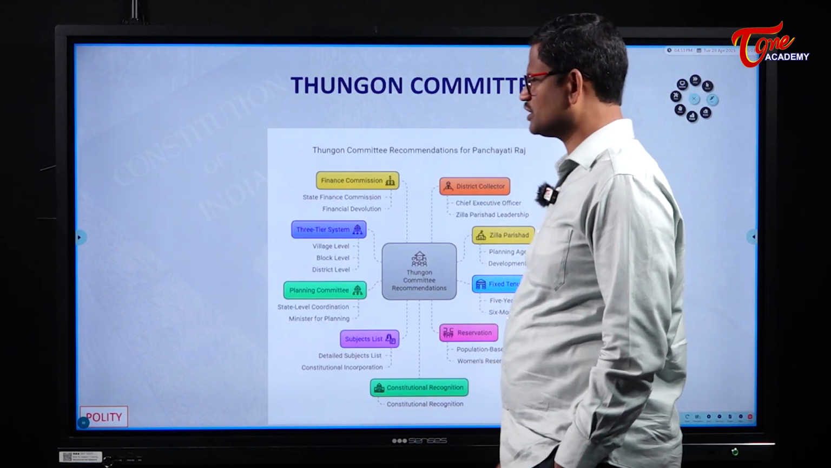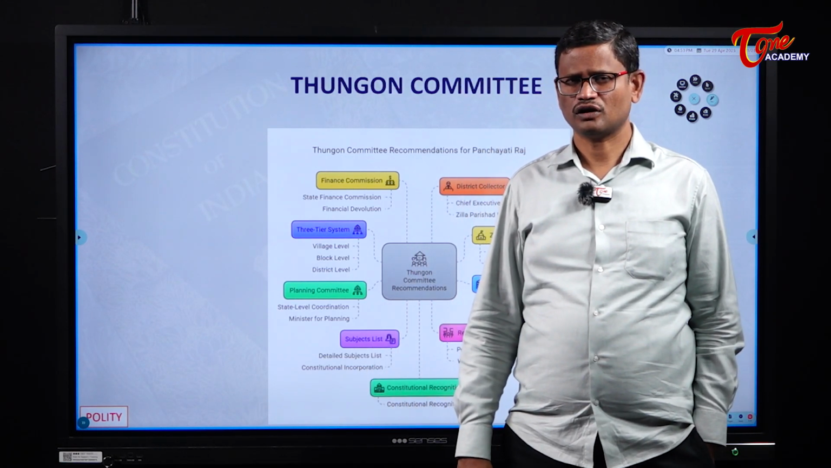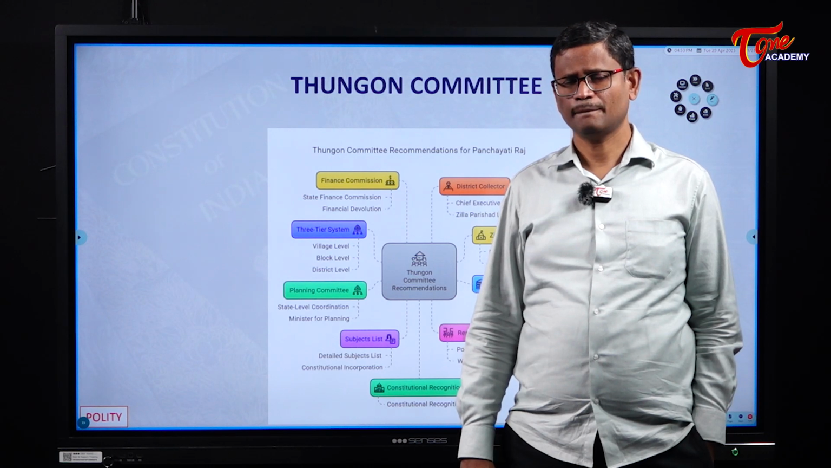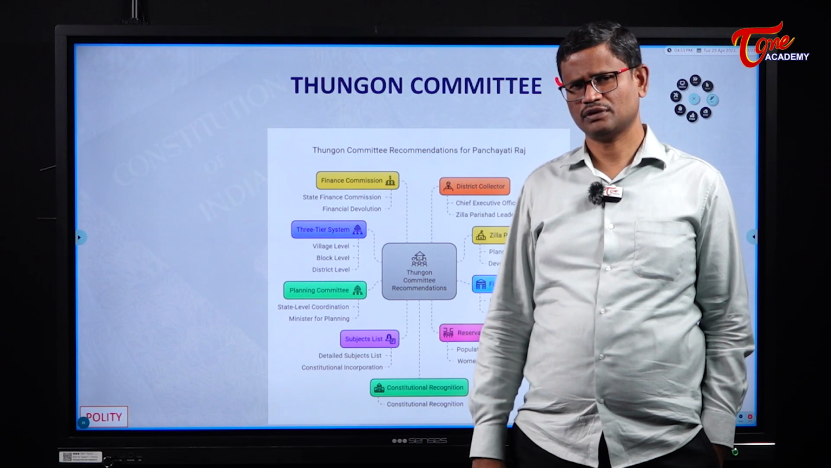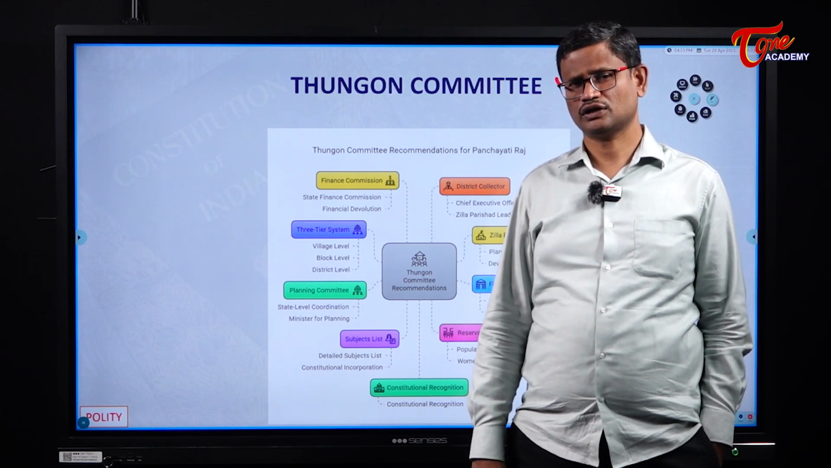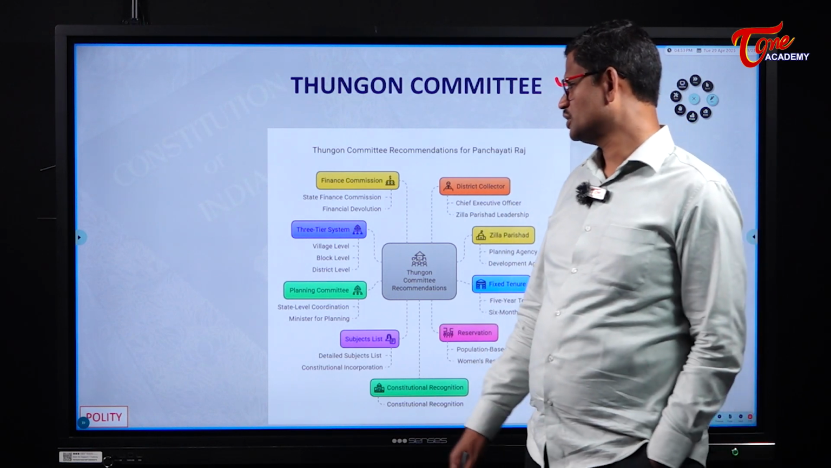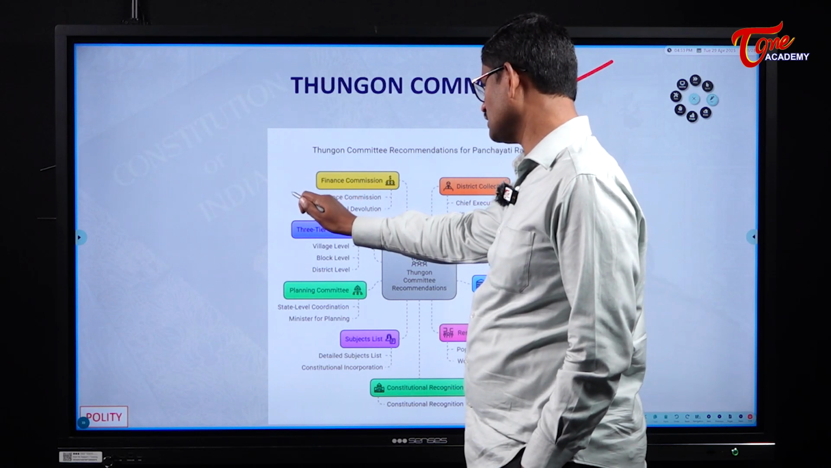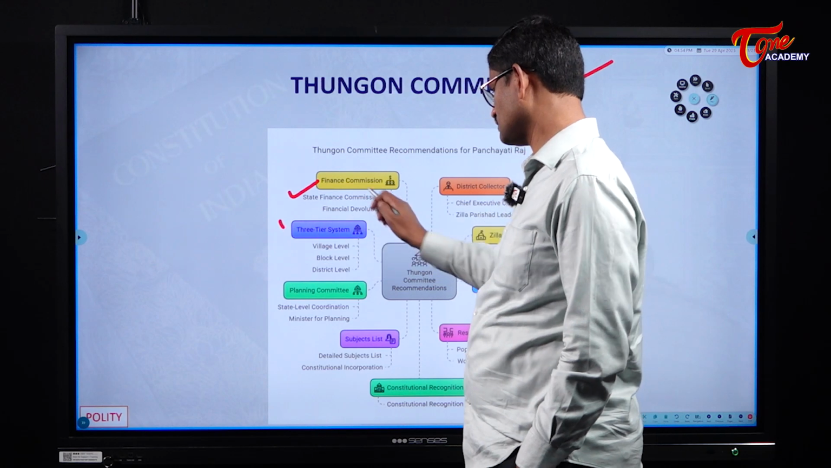Like the LM Singhvi committee, the Thungon committee also recommended giving constitutional recognition to the Panchayat Raj institutions. In addition to this, the Thungon committee has recommended establishment of a 3-tier Panchayat Raj system, and it also recommended a fixed tenure of 5 years for the Panchayat Raj institutions. In addition to this, it has recommended the establishment of a State Finance Commission and a 3-tier system.